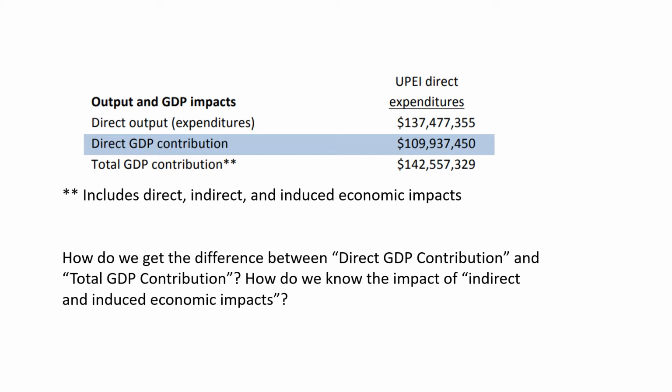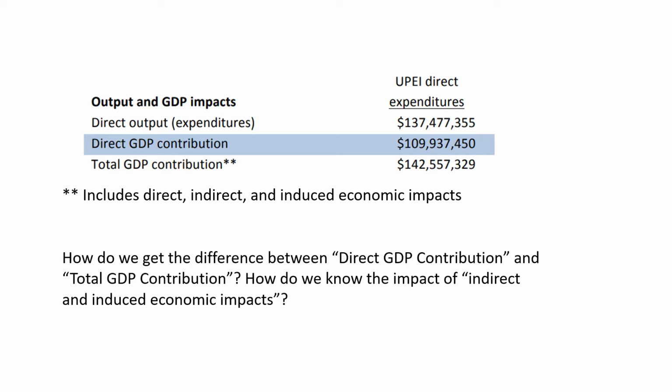But then you have another concept of total GDP contribution. And it's kind of how much the economy grows or how much of the economy is directly attributable to University of Prince Edward Island. This is both from, for instance, paying staff. This is from the fact that other industries need to supply the university. So manufacturers or caterers have to come in and provide food to the university.